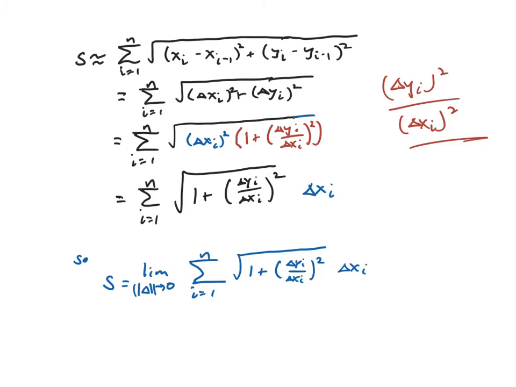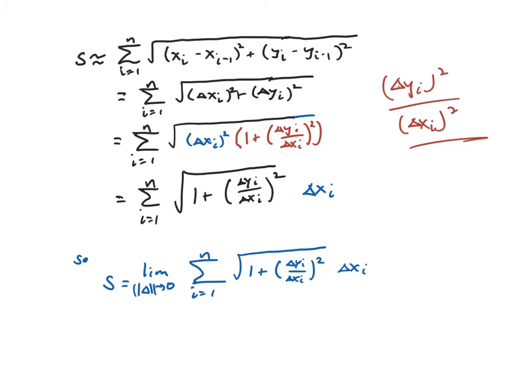What happens here? S, the actual length, is going to be the limit. Now, this notation right there, if you're not familiar with it, it's called the norm of the partition. The norm of the partition is the largest value of the delta x's. So when you have a regular partition, then delta x is always the same. But if you don't have a regular partition, it's just a partition. They don't say regular. We can't assume that delta x is the same.